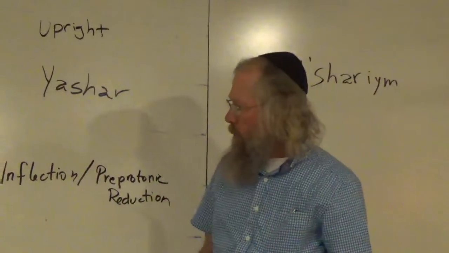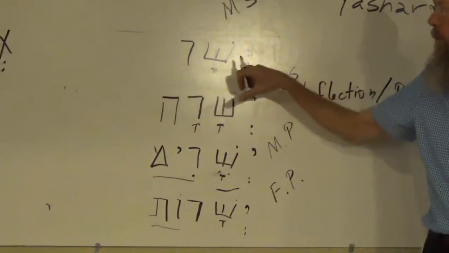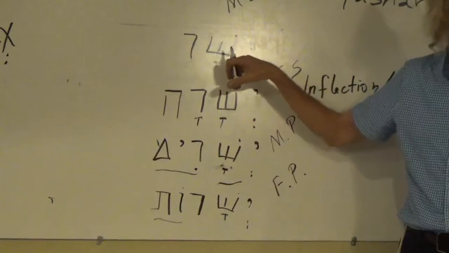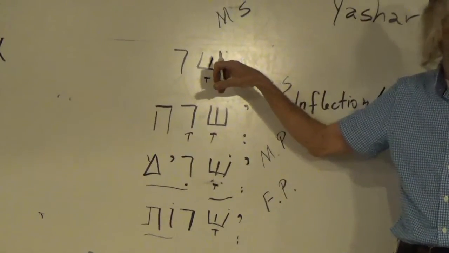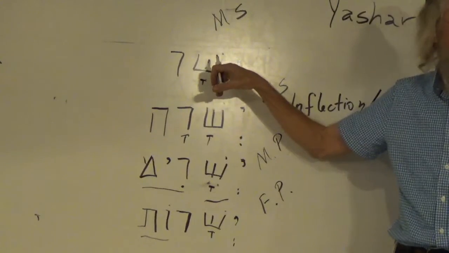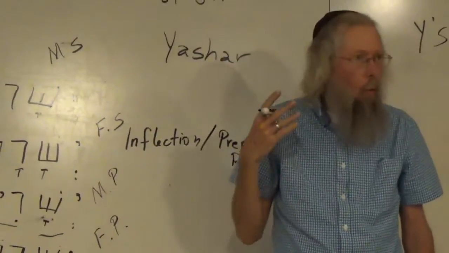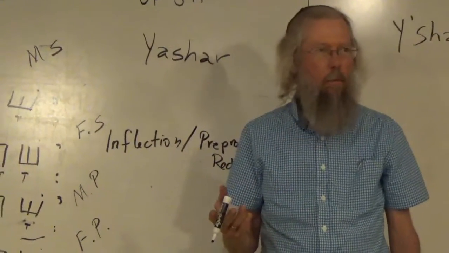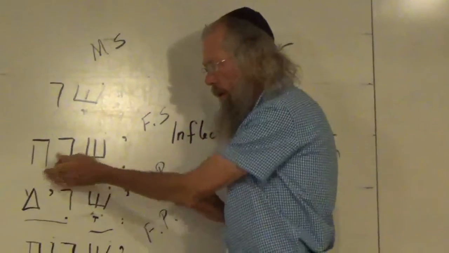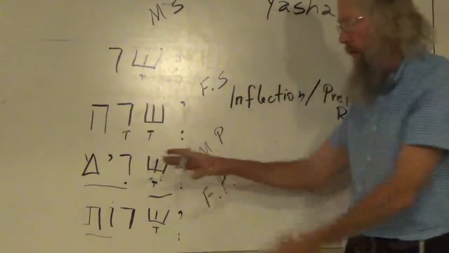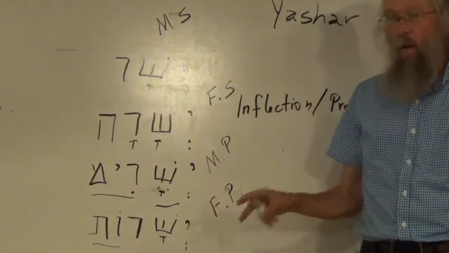Everybody with me? So be aware of those. What are you looking for? You're always looking for the root. Almost always it's going to be three letters. That will tell you what the word is about. Then you deduce, by looking at it, what they're doing with it. I just feminized it there. The root is the same, right?